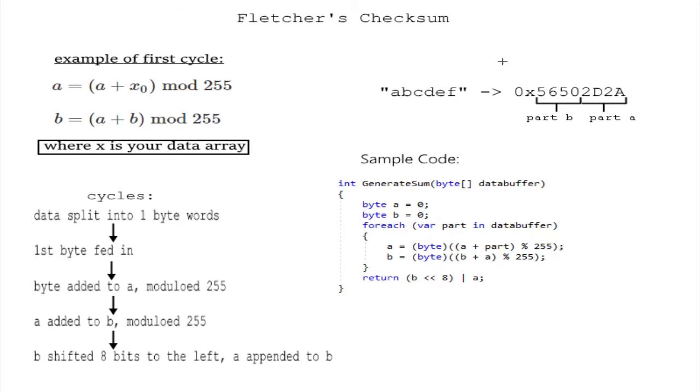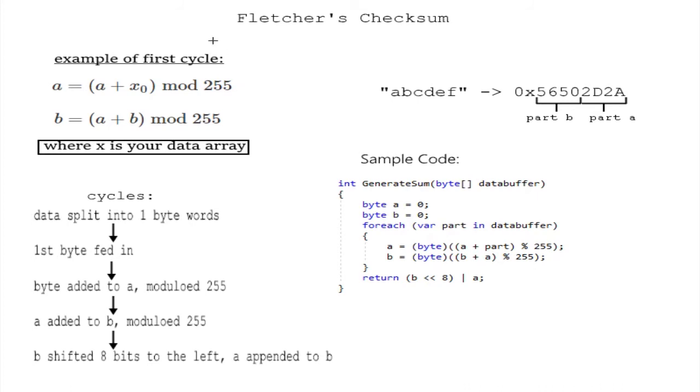Fletcher's checksum generates a 16-bit integer. However, in other iterations, it has been modified to generate, say, 32 or 64-bit. But we're looking at the original checksum. So it generates a 16-bit integer composed of two 8-bit integers, part A and part B.